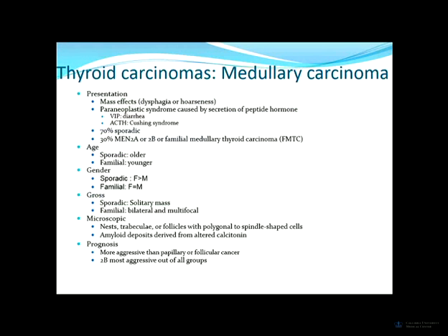So the last type of carcinoma I'm going to discuss is a medullary carcinoma. The reason this is interesting is because most of these cases are sporadic. Some of these can be associated with MEN2A or 2B. The sporadic cases usually occur in older patients, and if you present at a younger age, it's often familial.